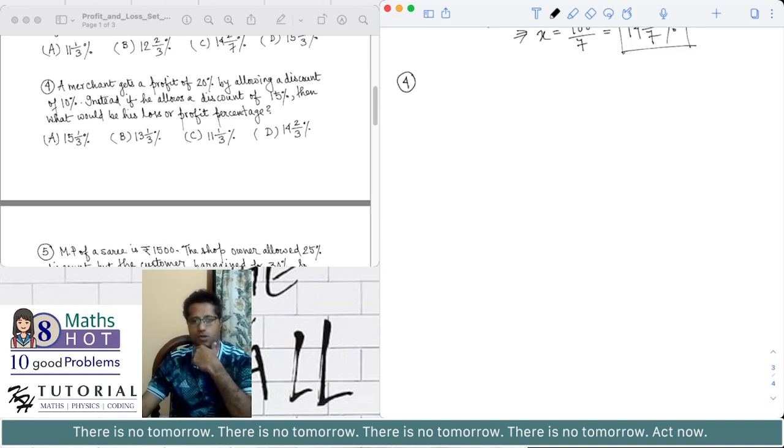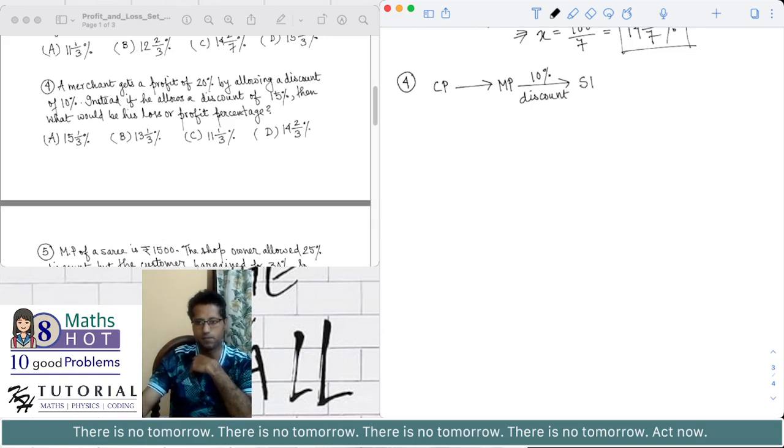Now, the loss or profit is always based on the selling price and the cost price, and we don't know the cost price. That is fine. We can always assume the cost price to be something, because cost price will never change. So from cost price we have a mark price, and from the mark price, the merchant gets a profit of 20% by allowing a discount of 10%.